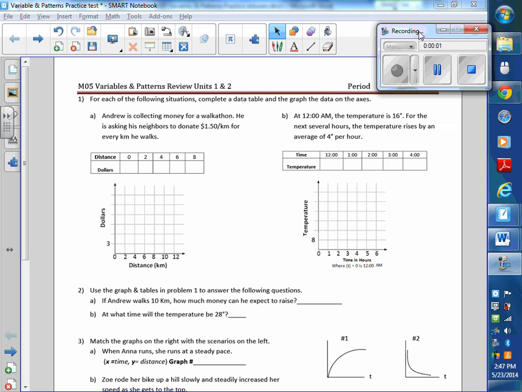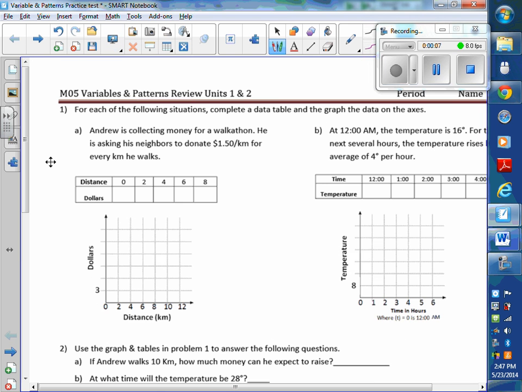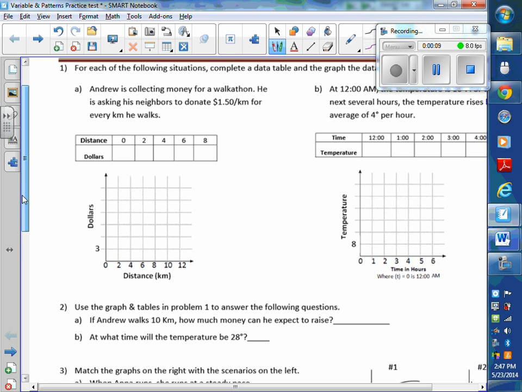I'll talk through it pretty quickly because I know we've done a lot of this, but I'll record it so you can look at it. Okay, so I'm going to zoom in a little. We know that Andrew's collecting money on the walkathon one.